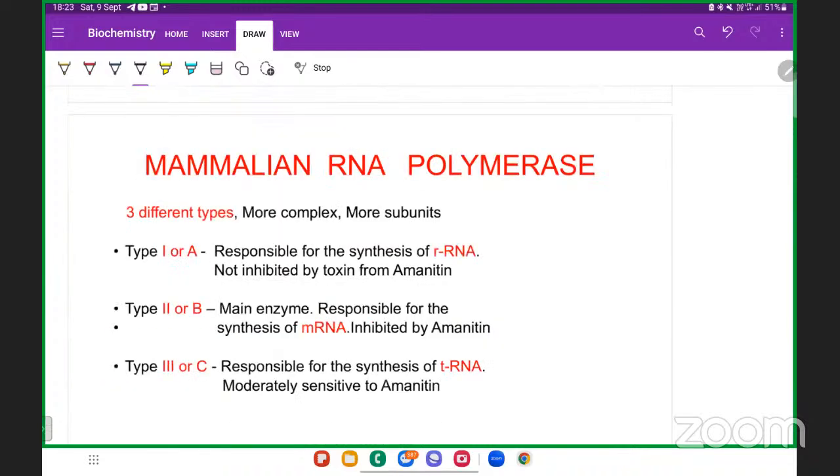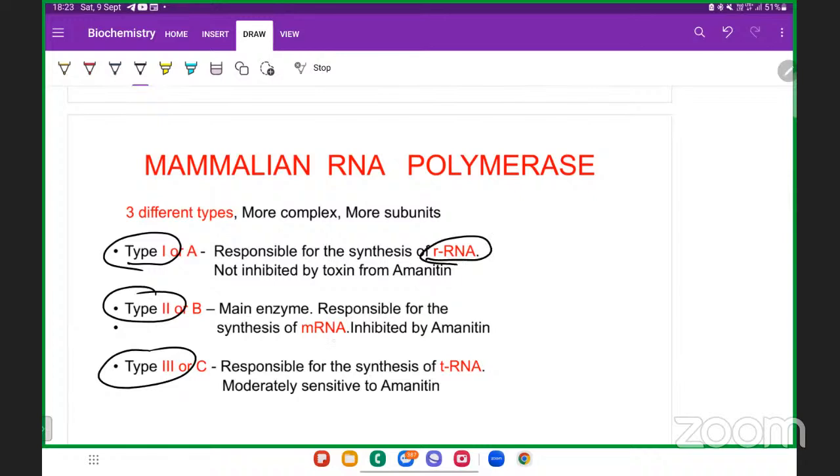In mammalian RNA polymerase, you have type 1, type 2, type 3. Type 1 is responsible for rRNA synthesis. Type 2 is responsible for mRNA synthesis. Type 3 is responsible for tRNA synthesis. This I want you all to remember. RNA polymerase, 3 types. Type 1 helps in synthesis of rRNA, type 2 helps in synthesis of mRNA, type 3 helps in synthesis of tRNA. I told you that all these 3 are important for translation to occur. So all these 3 are synthesized in mammalian cells.